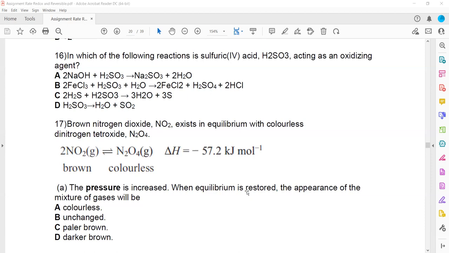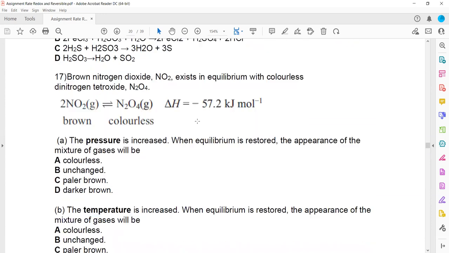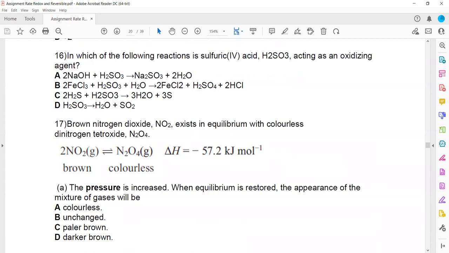In question number 16, the question is, in which of the following reactions is sulfurous acid, H2SO3, acting as an oxidizing agent? An oxidizing agent itself should be reduced. So what we can do is check the change in oxidation number of sulfur, in which one the sulfur oxidation number is decreased. In that case, it will act like an oxidizing agent.